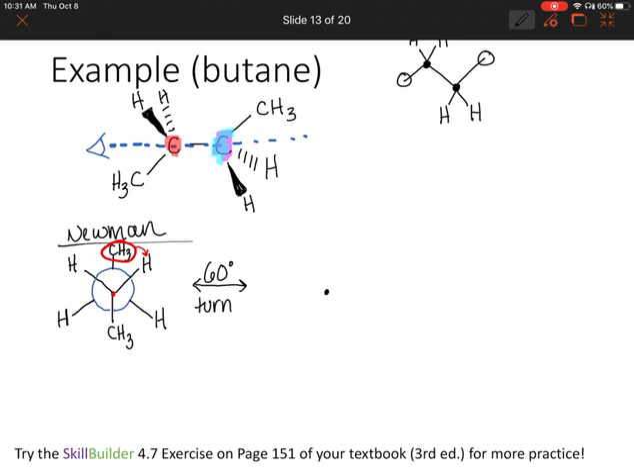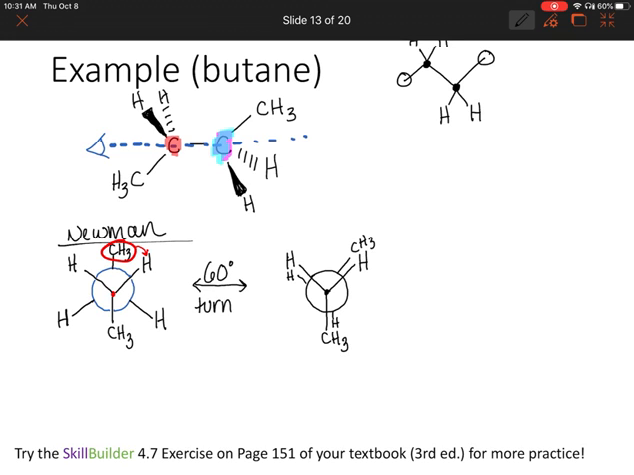Okay, so we'll keep our front carbon the same. So we have two hydrogens up above and then a methyl group down below. And then with our back carbon, the methyl group has now shifted 60 degrees, and the hydrogens down below have also shifted 60 degrees. It's kind of hard to draw, but all right. So our first conformation was a staggered conformation, right? And the second conformation is an eclipsed conformation.